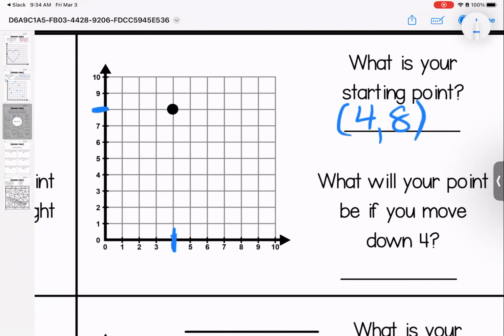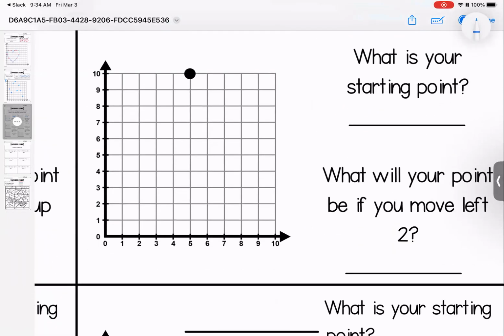What will your point be if you move down 4? So I'm at the 8, I move down 4. Now I'm at over 4, up 4. What is my starting point for this next one? I'm at the 5 and the 10. So over 5, up 10.